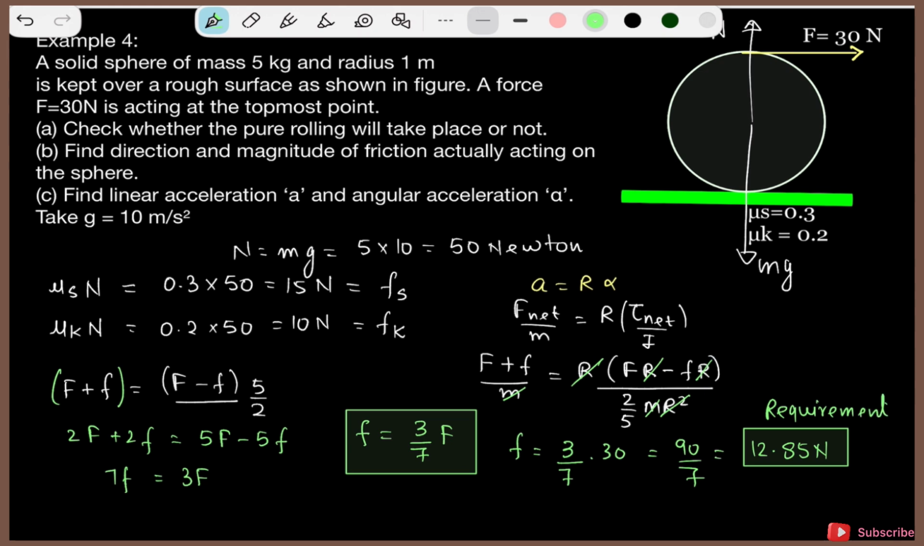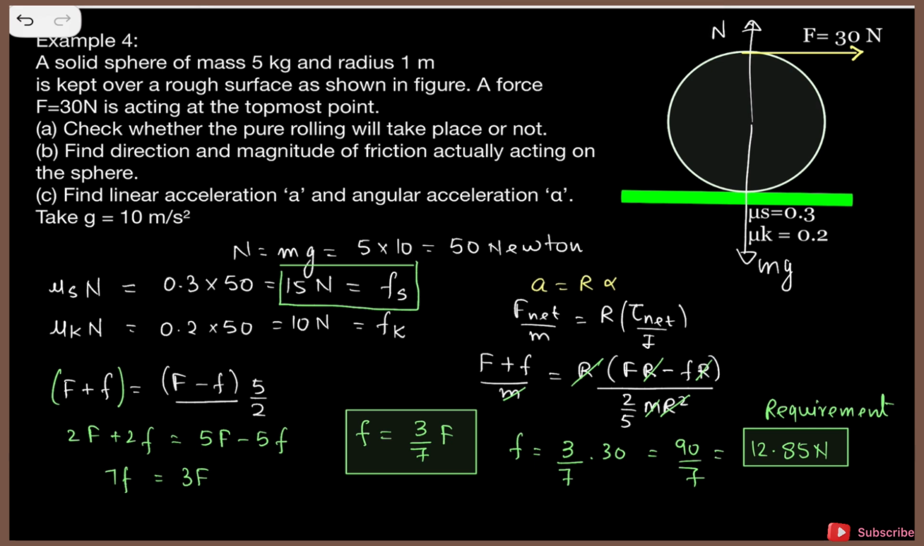And let's see, this much friction is available, and if we look here, yes, this much friction is available, because the static friction available is 15 Newton. So it is clearly mentioned availability is greater than requirement, so the situation will be fulfilled. It means the pure rolling will take place in this situation.